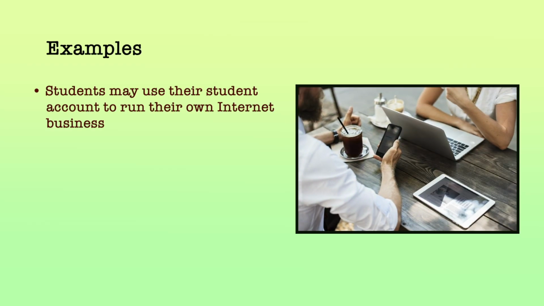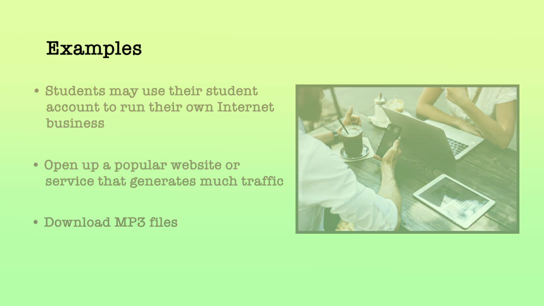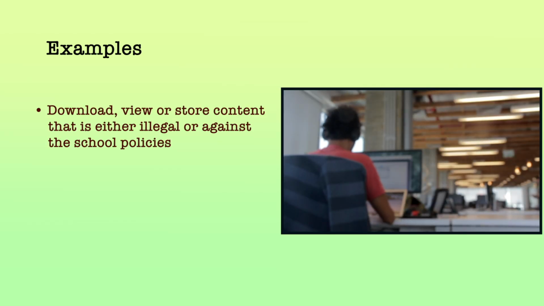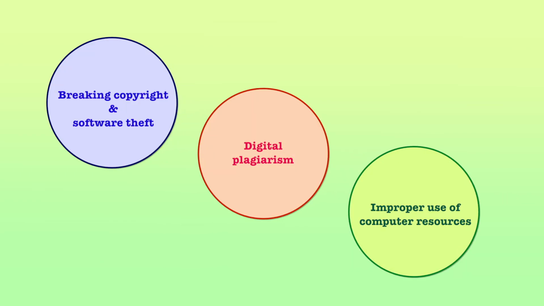For example, students may use their student account to run their own internet businesses, may open up a popular website or service that generates much traffic, or download MP3 files. Staff members may use their institution's server or computer system to download, view, or store content that is either illegal or against the school's policy, or may spread computer viruses or worms. So we have discussed some of the acts that are considered to be unethical use of computing resources.